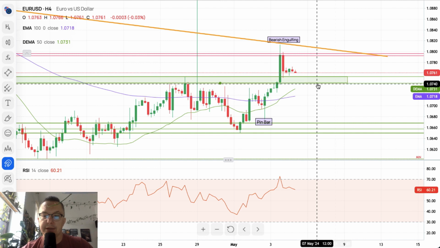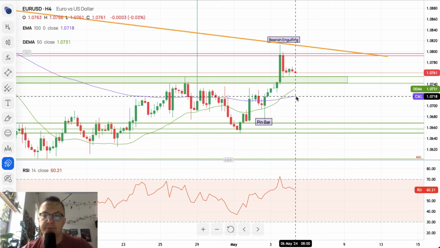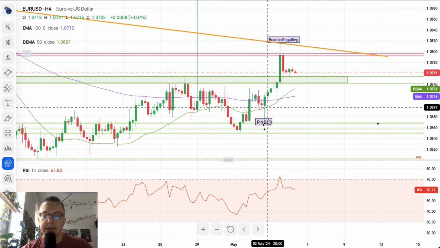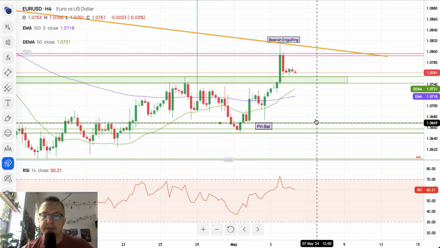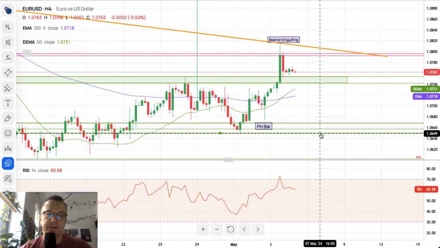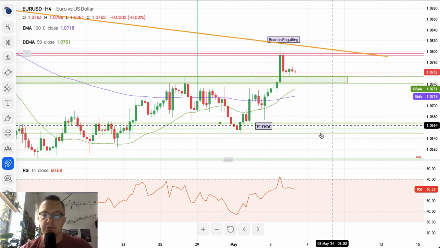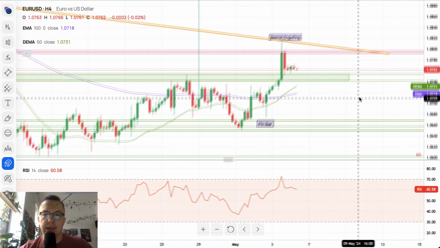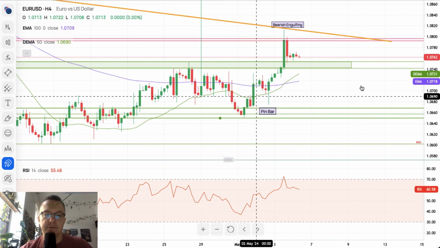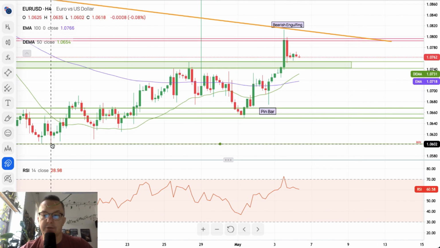If we break below the demand zone, then we test the 150 periods moving average on a 4-hour chart. The key zone again is 1.0668 to 1.0648, the one that you already know, 20 pips only. And if we break below this zone, then what we do is we test the lows at 1.0602.